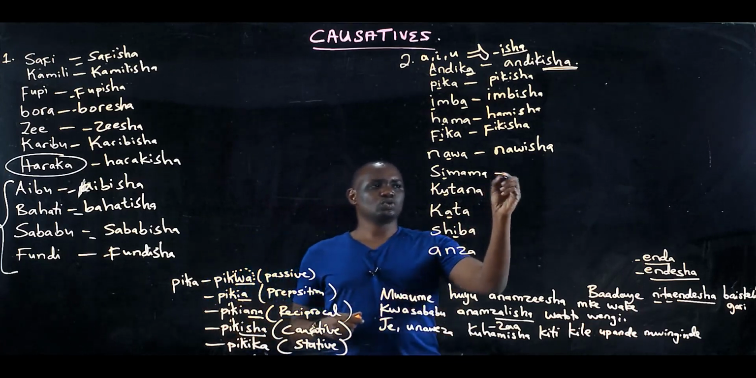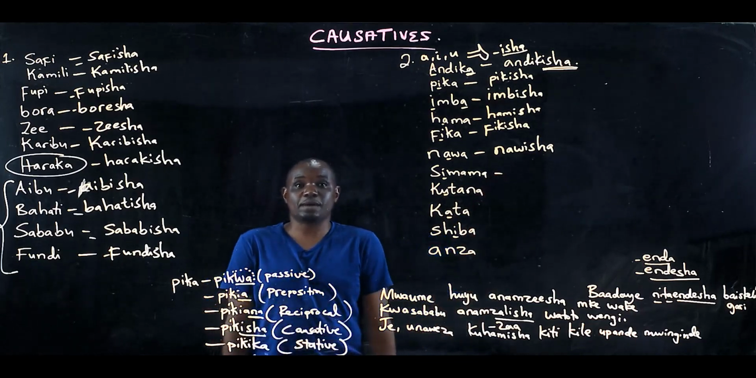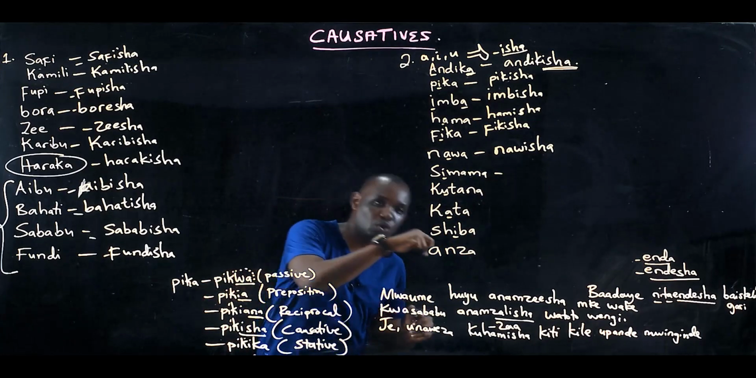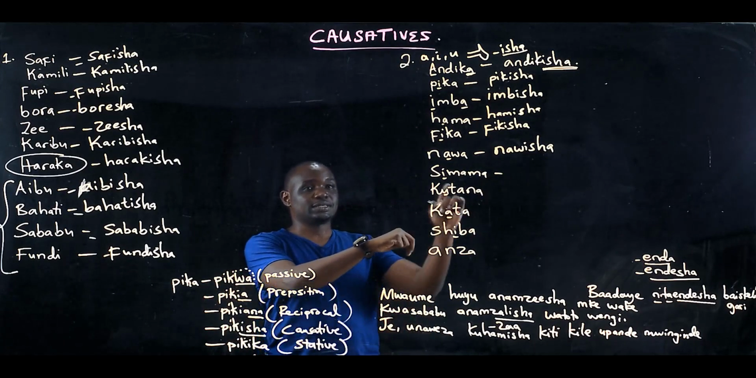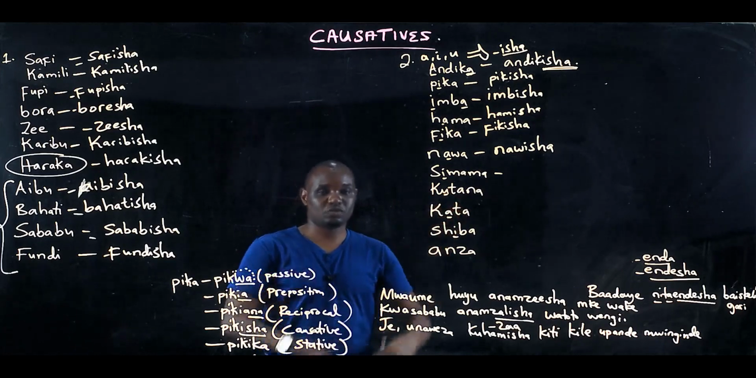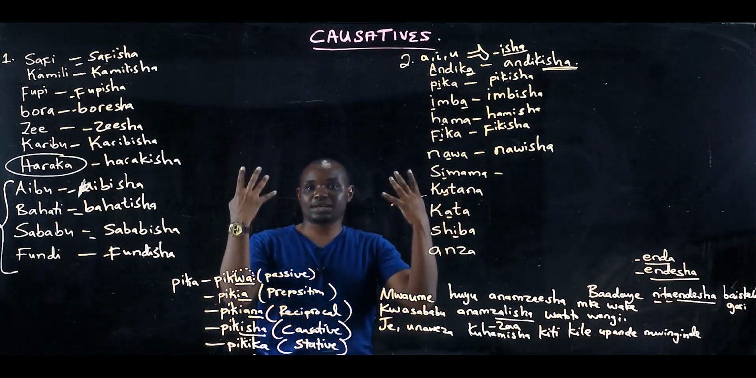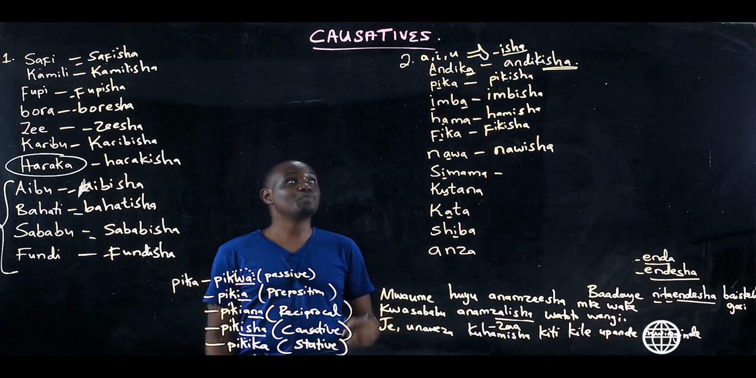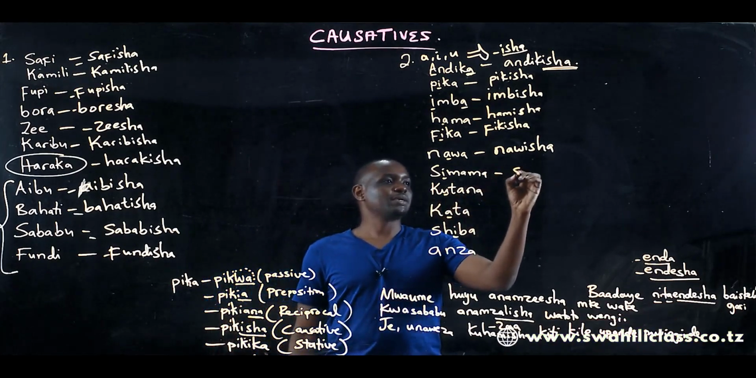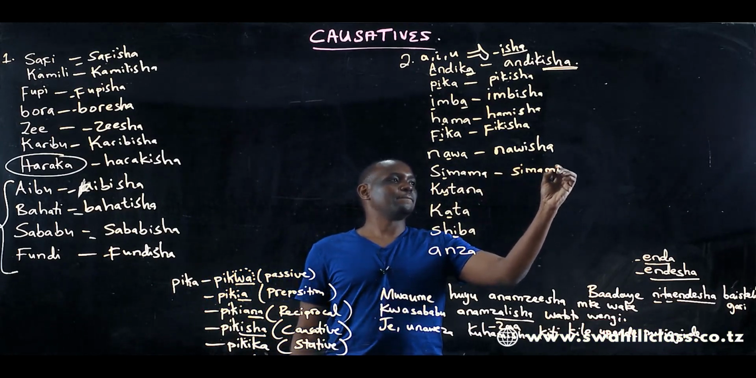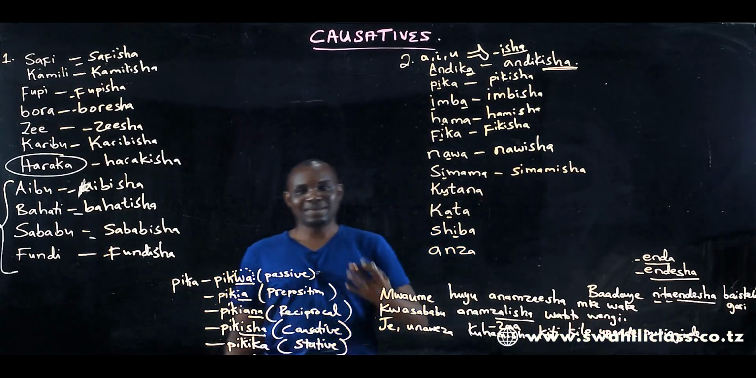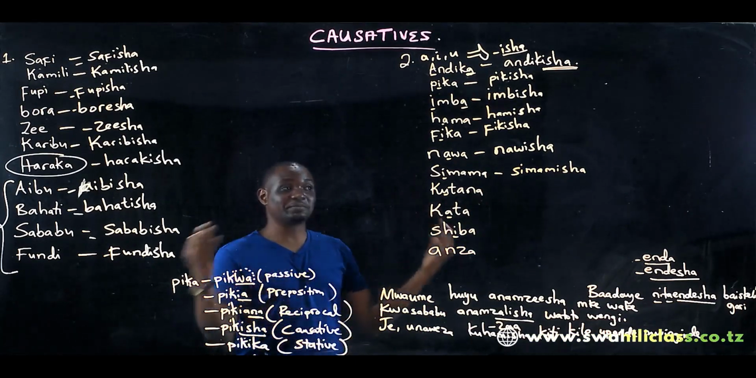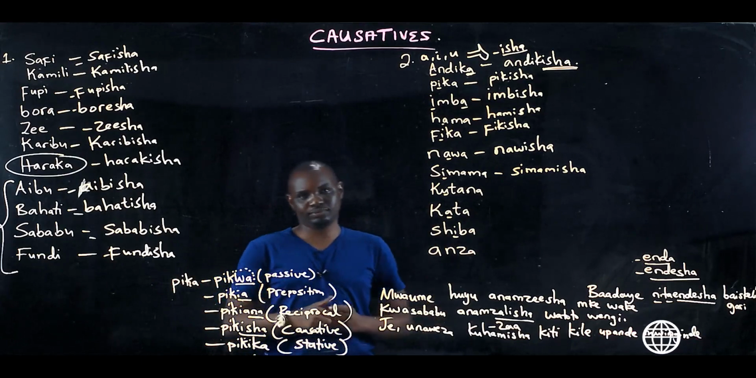Simama is to stop or to stand up. So if you move and then you stop, simama. If you sit and you want to stand up, then unasimama. So how do you make it causative? Simamisha. Make it stand. Make it tall. Make it stand up. Make it stop.